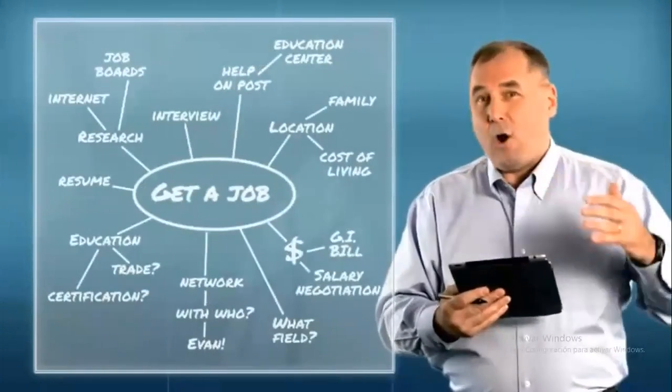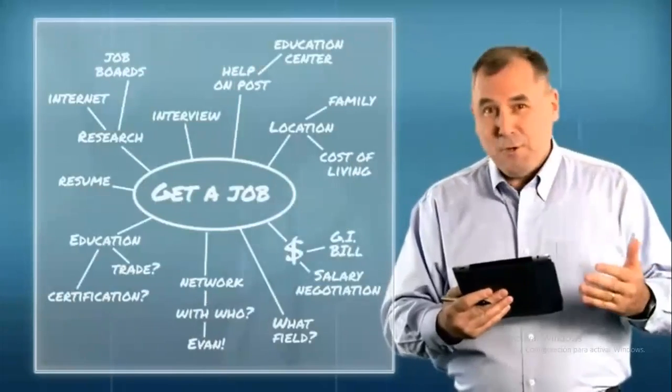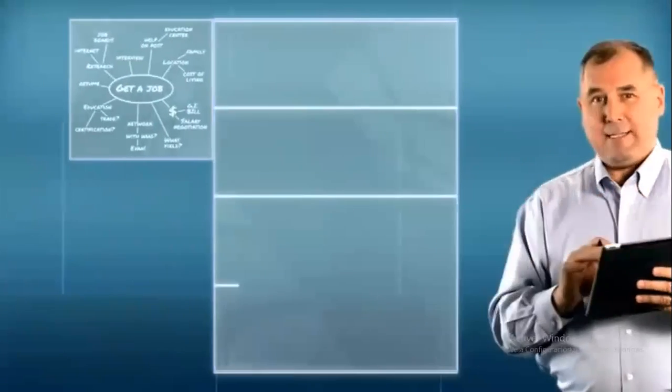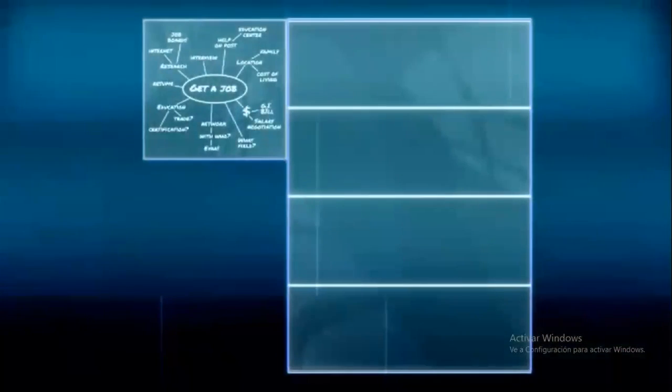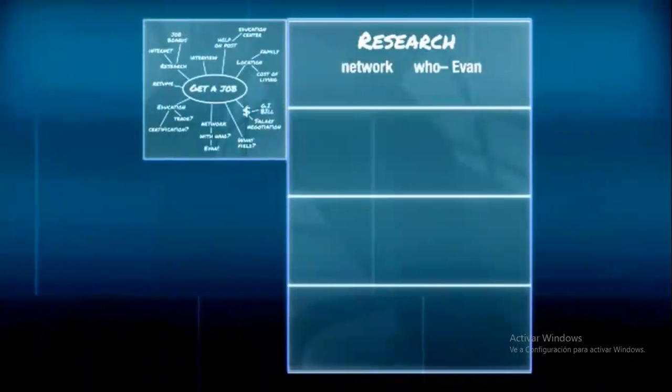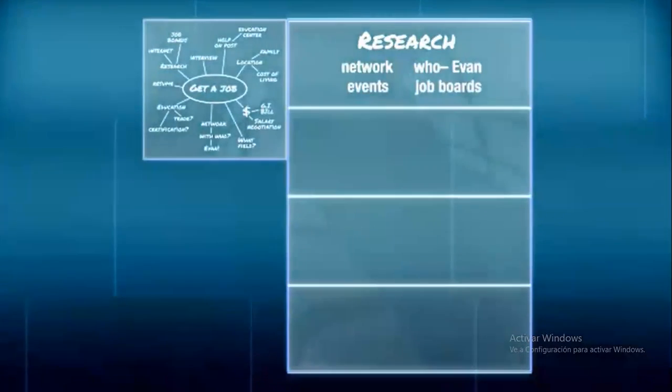Now that you've got everything on paper, what you can do is take these ideas and organize them. Looks like there's a lot of stuff here about looking for information. I'm going to call that research. That's my first category. I'm going to write down networking, who, Evan, I got to write Evan's name down. I didn't think of networking events, but now that I think about it, I'm going to write that down, networking events. Job boards, that's part of the research. Let me write that down.